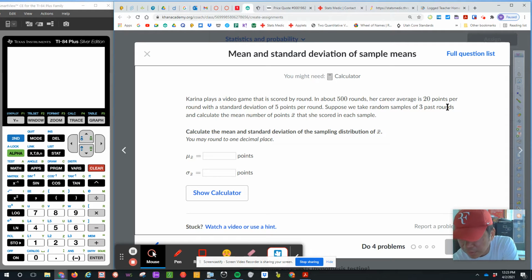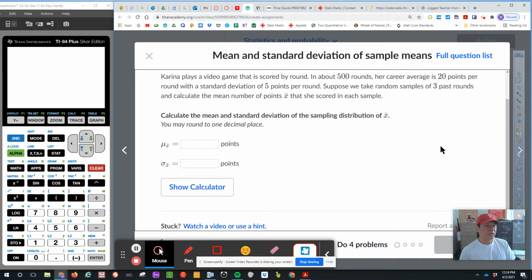All right, so grab my pen. Let's dive in. Karina plays a video game that is scored by round. In about 500 rounds, as you can see, that's your N, her career average is 20 points per round with a standard deviation of 5 points per round. Suppose we take a random sample of 3 rounds.